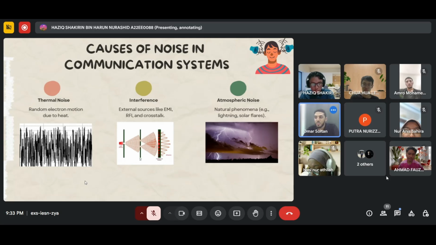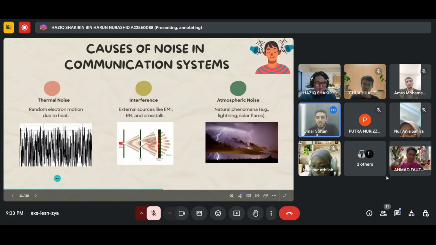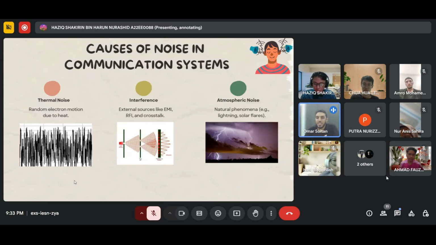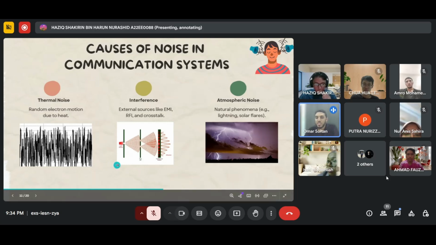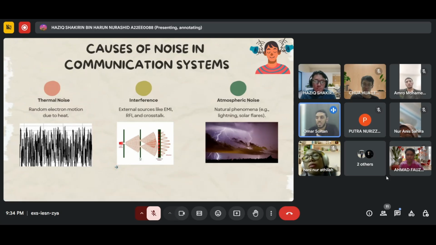First, thermal noise. It happens because of heat. When electronic devices get warm, the electrons inside the devices start moving randomly. This random movement creates a tiny, unwanted signal. It's like static on a radio. All electronic devices have this kind of noise, and it gets worse as it gets hotter.